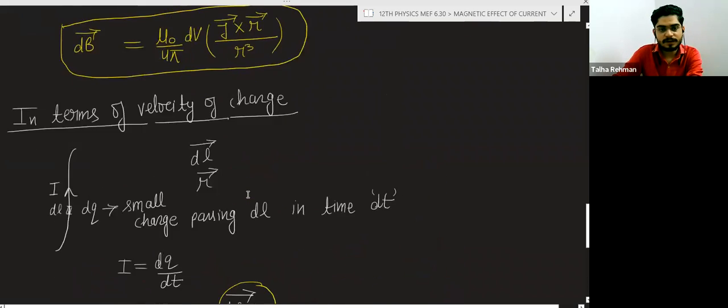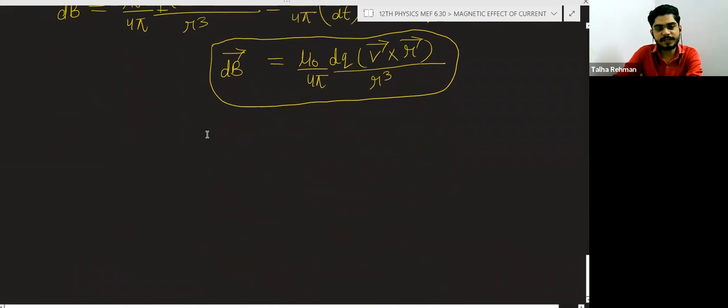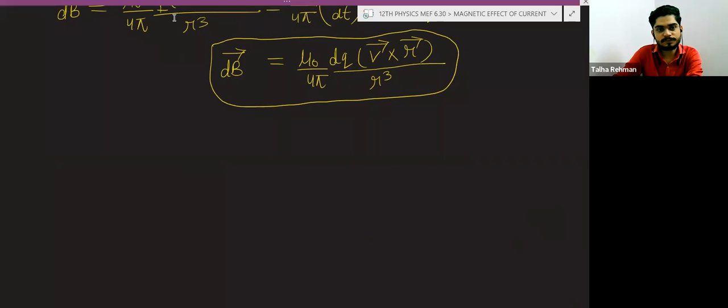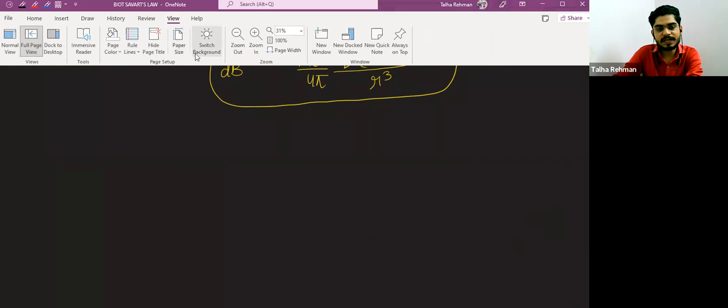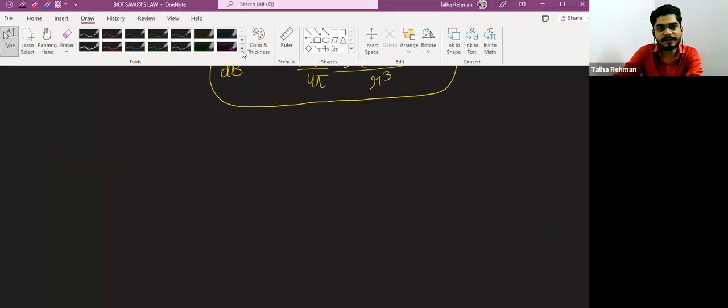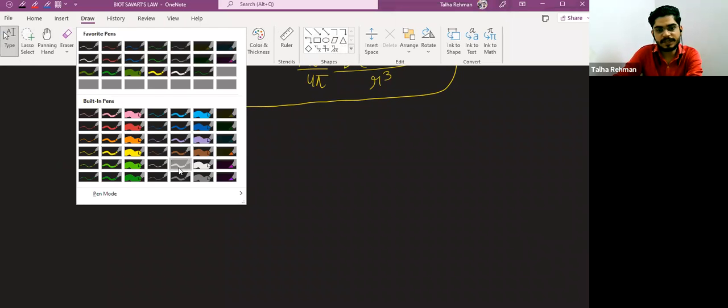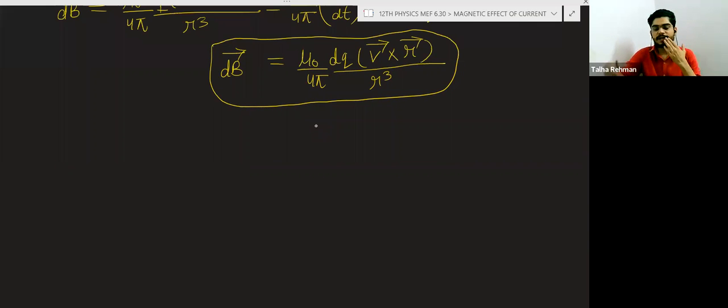And now for any other medium, like for the Coulomb's law, in between the charge, when there is any other medium other than air and free space, then we use the relative permittivity or the dielectric constant. Here also we will use relative permeability.